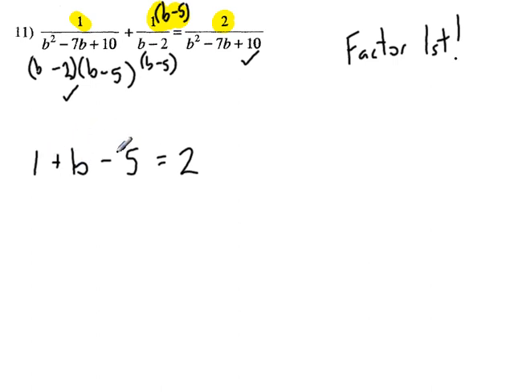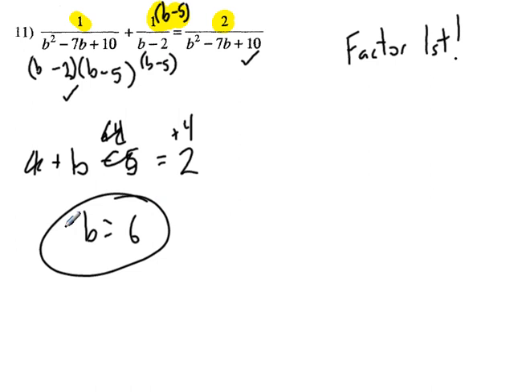Alright, so 1 minus 5 is negative 4. I'm going to add 4 to both sides. That will take care of all of this. b equals 6. And I still don't have a restriction on a variable to show you, so excuse me, we'll just save that for another day. Now this one could take a little bit more support.